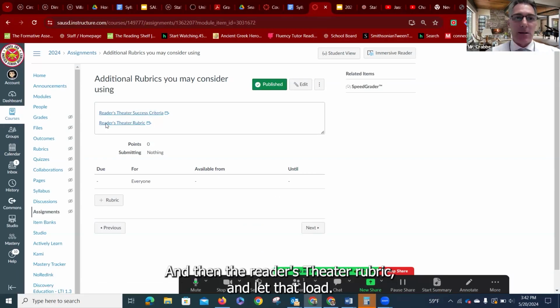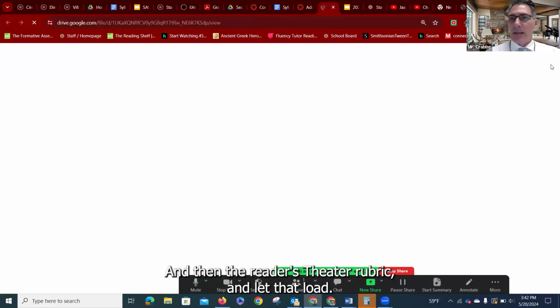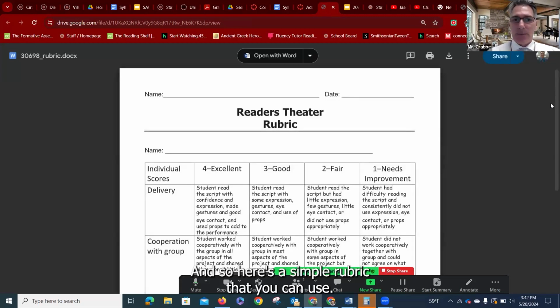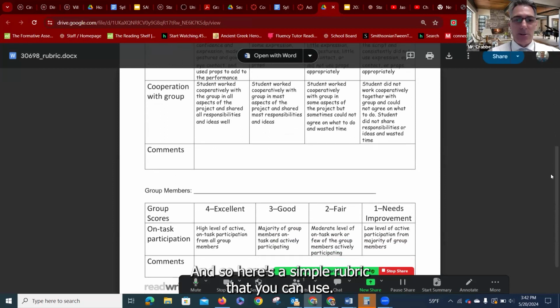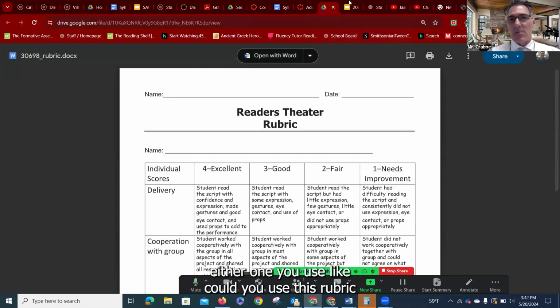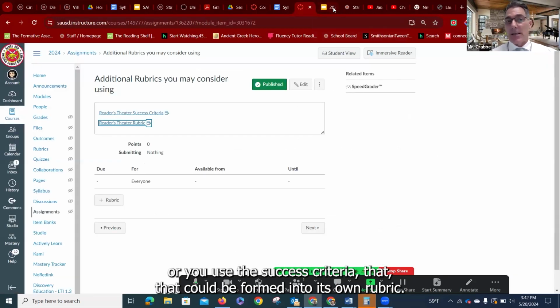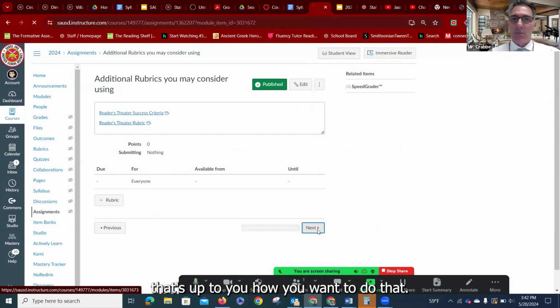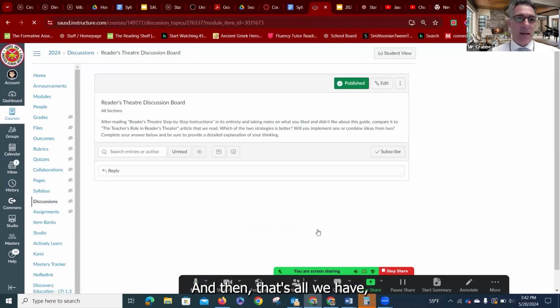And then the Reader's Theater rubric. Let that load. All right. And so here's a possible rubric that you could use, and that's for ReadWriteThink. So either one you use, if you use this rubric or you use the success criteria, that could be formed into its own rubric. That's up to you how you want to do that. And then that's all we have, except for the fact that we also have a lot of resources.